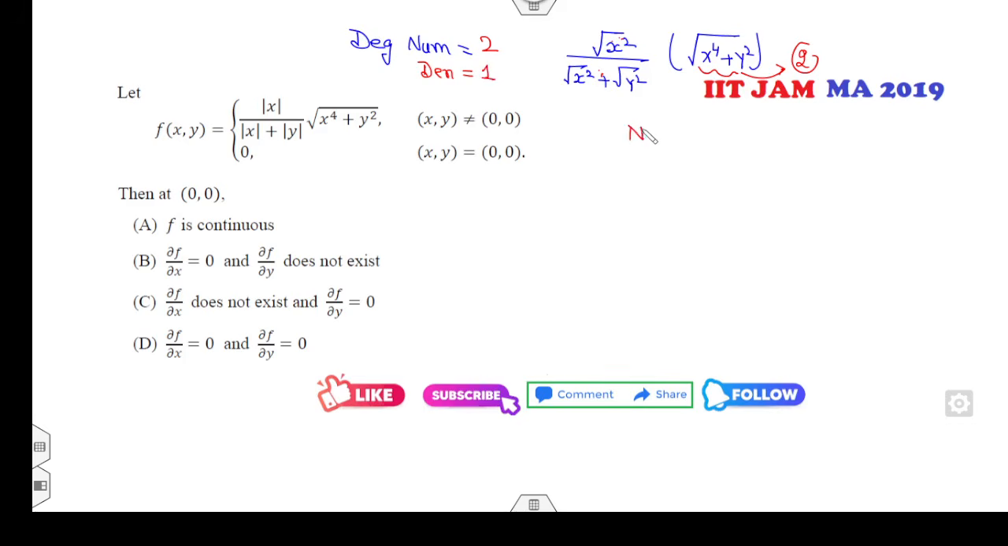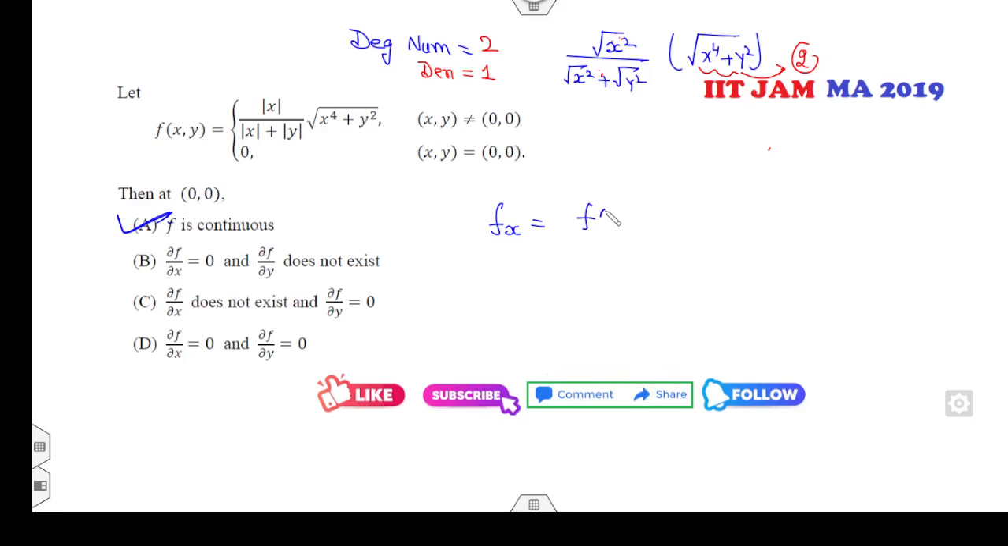So since the degree of the numerator is greater than the degree of the denominator, that means the limit exists at 0,0. और इसकी लिमिट कितनी आएगी? Limit will be 0. So therefore the function is continuous because the limit exists. So once the function is continuous, A option is the right answer. Now you can check about the partial derivatives.